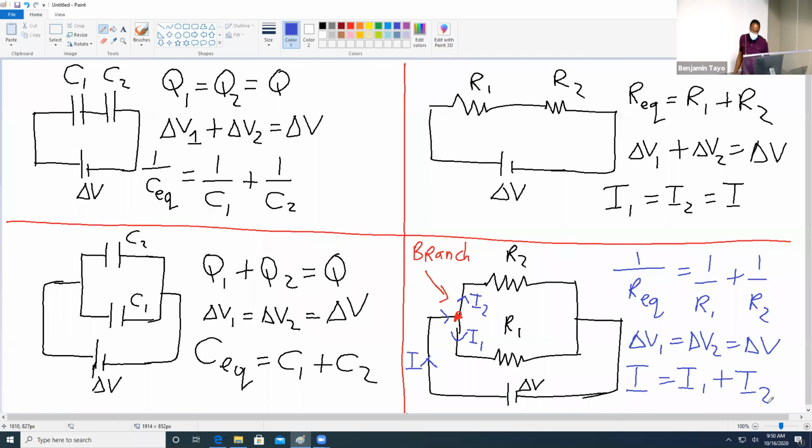So I want you to have this table. We're going to look at this next class. We'll take this and solve a few more problems, but you should have this table to understand the connection between series connections for capacitors and series connections for resistors, and parallel connections for capacitors and parallel connections for resistors.